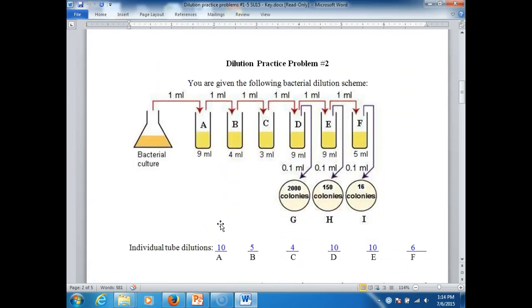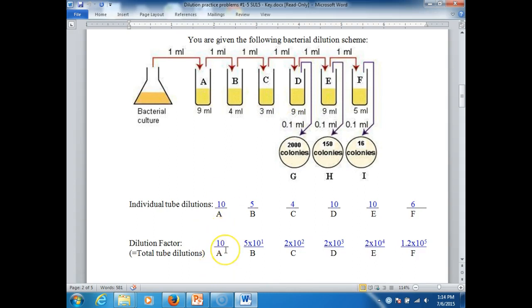So for this one, right, they're all ones, right? So this is really easy. It's just adding 10, 5, 4, 10, 10, and 6. And then again, we're just multiplying, right? Tube A stays the same. There's nothing before it. But now we're going to have A times B. And again, this is just written in scientific notation. It's the same thing as writing 50, right?